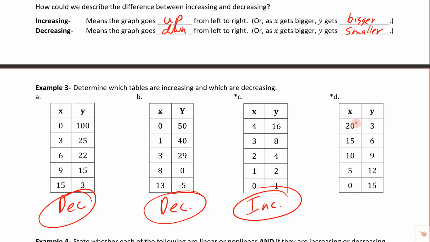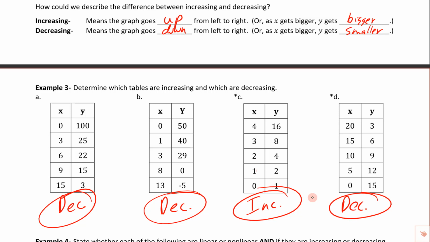Let's look at what's happening here. Got 2, 15, 10, 5. So these are getting smaller. So let's go the other way. As we're going from small to big on the x's, what's happening here? 15, 12, 9, 6. So these are getting smaller. So as the x's are getting bigger, the y's are getting smaller. So that would be decreasing.